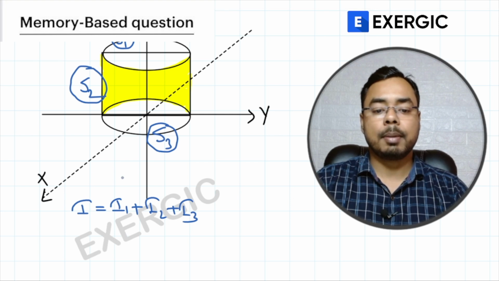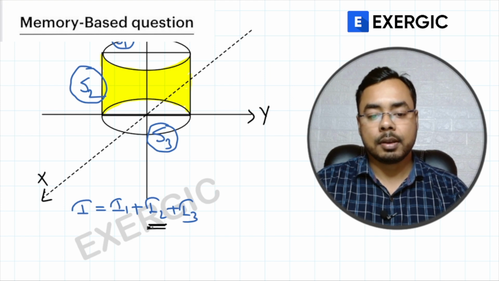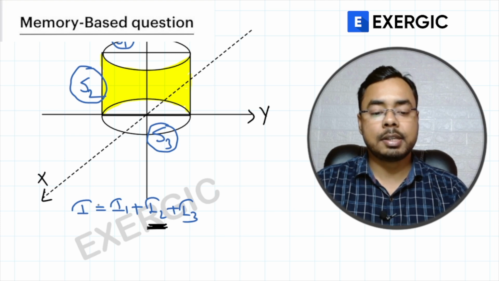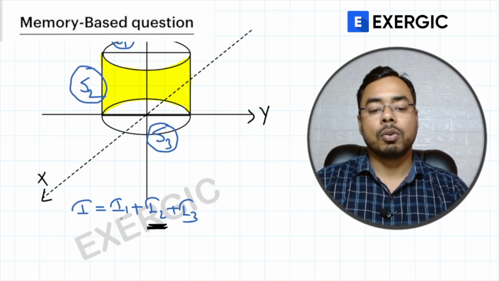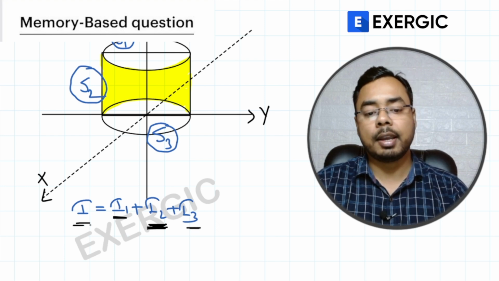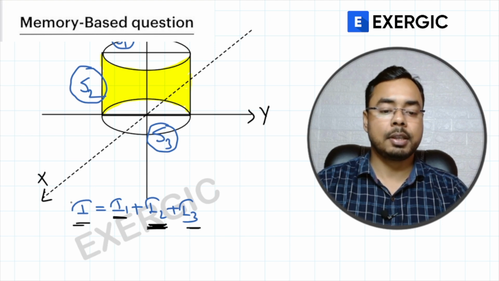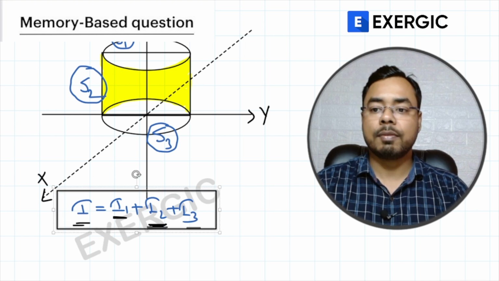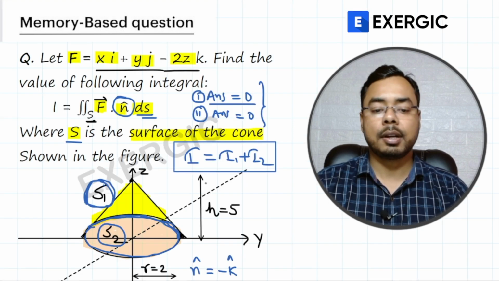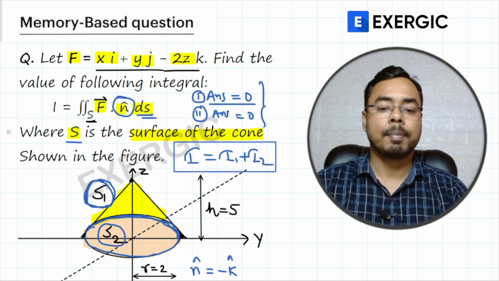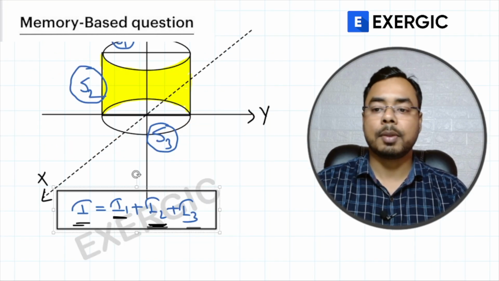Now, the second part of the problem is to find the value of this I2, but instead of calculating the surface integral over the curved surface of the cylinder, it is much easier to find the values of I1 and I3 because these two are flat surfaces, right? So calculate I1 and I3, and then using this relation, you can find the value of I2, right? So even if the problem was to find the value of the surface integral over the curved surface of the cone, this problem would not have been a difficult question for those of you who have solved this problem, right?